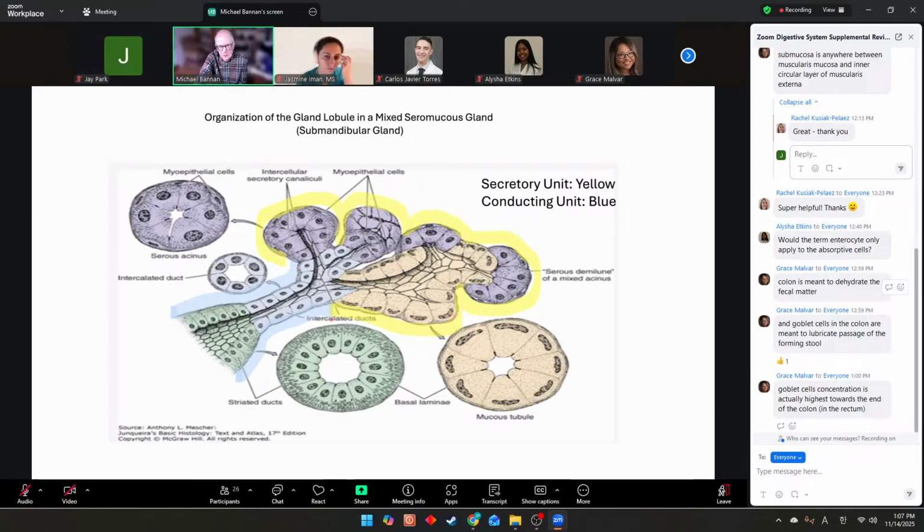Okay. The other component illustrated here is the beginning of the conducting portion of the gland, or the duct system of the gland, highlighted here in light blue. The initial segment of the duct in the salivary gland is the intercalated duct. After that, it feeds into the next segment, which is a very important segment called the striated duct.